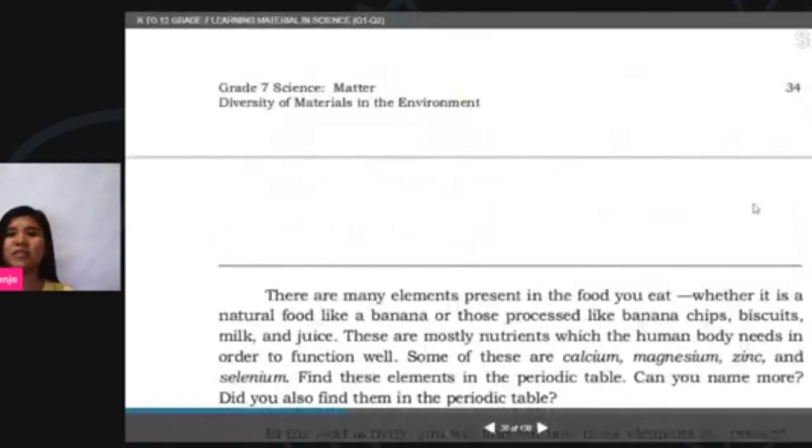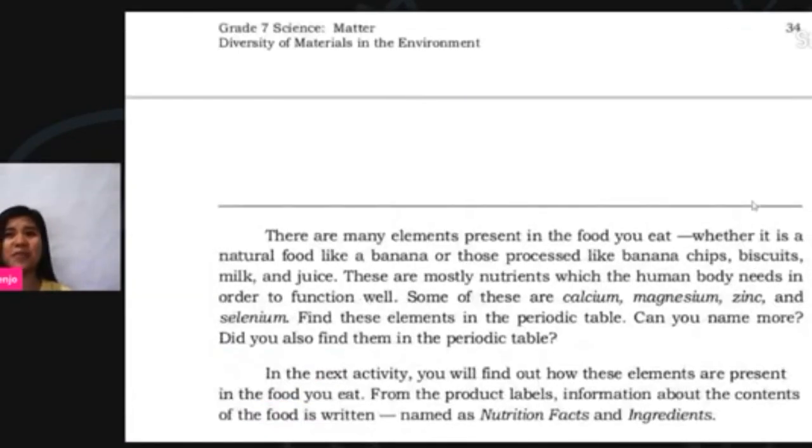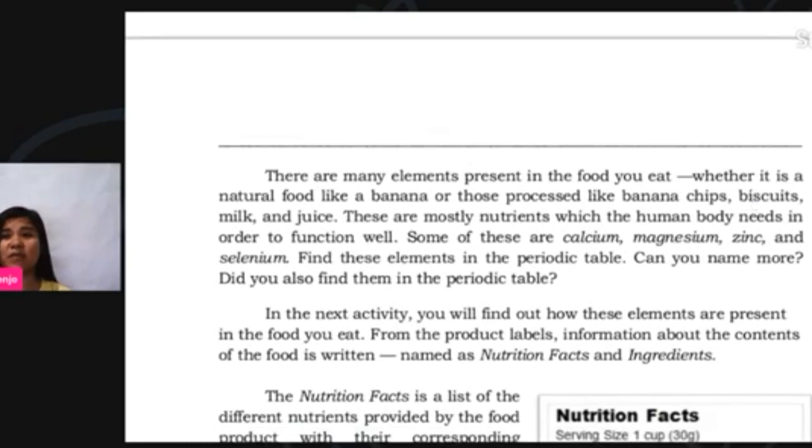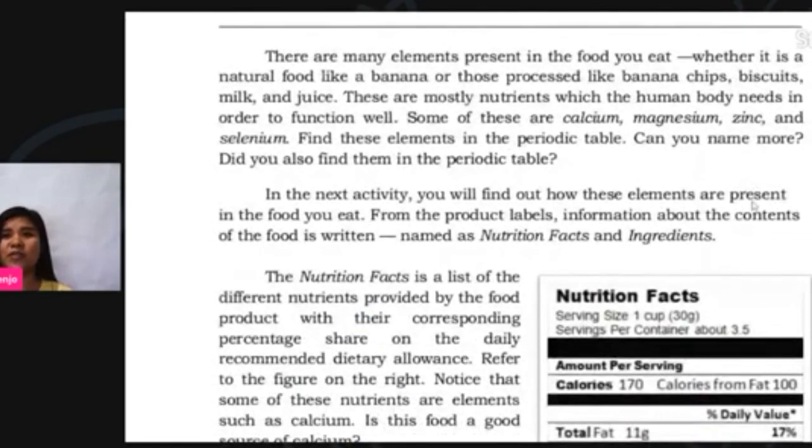There are many elements present in the food you eat, whether it is a natural food like a banana or those processed like banana chips, biscuits, milk, and juice. These are mostly nutrients which the human body needs in order to function well. Some of these are calcium, magnesium, zinc, and selenium. Find these elements in the periodic table. Can you name more? Did you also find them in the periodic table? Yes, of course. In this next activity, you'll find out how these elements are present in the food you eat.